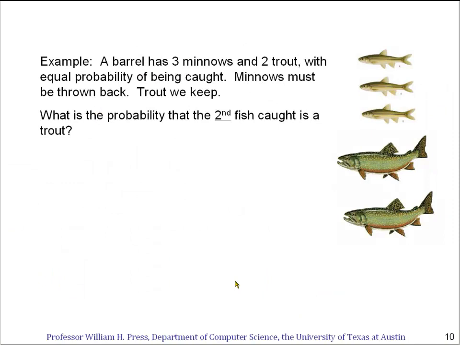Let's do a more complicated example. Suppose that a barrel has in it 3 minnows and 2 trout. And we're going to reach into the barrel and catch a fish, and that seems unlikely, but for whatever reason, we have an equal probability of catching any fish in the barrel. Now the rule is minnows have to be thrown back into the barrel, but trout we keep. And the question we're asked is, what is the probability that the second fish caught is a trout?